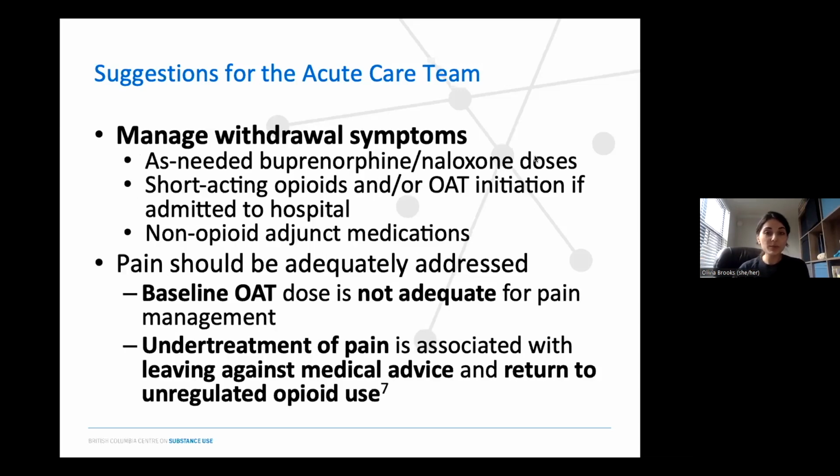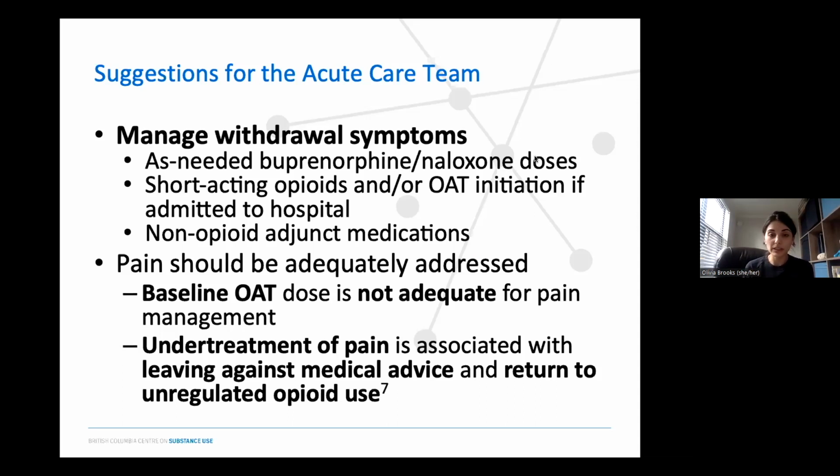So when someone's in acute care, managing their withdrawal and their pain are paramount. So there are lots of different ways to do this. If we're managing someone's withdrawal symptoms, opioid agonist therapy is obviously great for that. Whether it be methadone, Kadian, Suboxone, whatever it is, and offering top-up doses, titrating the dose while they're in hospital.